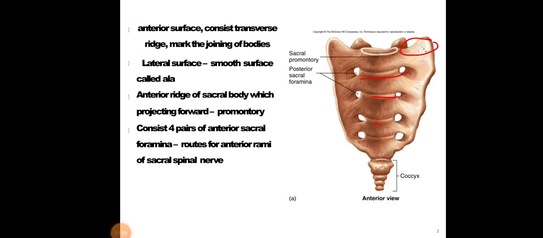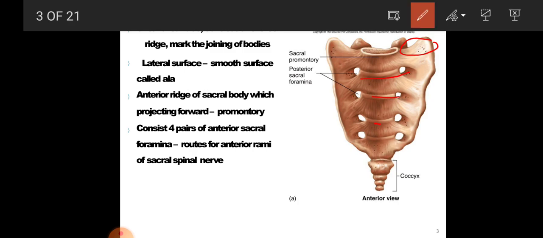The anterior ridge of the sacral body, which projects forward, is known as the promontory. The sacral promontory is formed by the anterior border of the body of the first sacral vertebra. It consists of 4 pairs of anterior sacral foramina. As we can see, there are 4 foramina, 1, 2, 3 and 4. Since they are found on the anterior surface, they are known as anterior sacral foramina, and they provide a root for the anterior rami of the sacral spinal nerves.